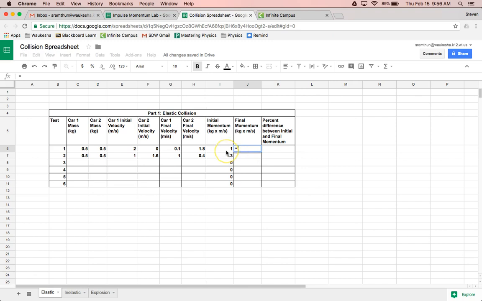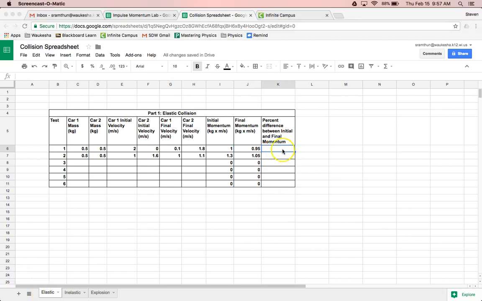Turn the math on, put a parenthesis in here. Car 1 mass is still the same. I need to multiply that by not the initial this time, but the final. Final is car 1 final. Close up the parentheses, put a plus sign in there. Another parenthesis. Now I'm at car 2. I need to multiply that by car 2 final, which is this 1.8. Let's close that up, hit enter, and then let's drag that down so I don't have to do multiple formulas.